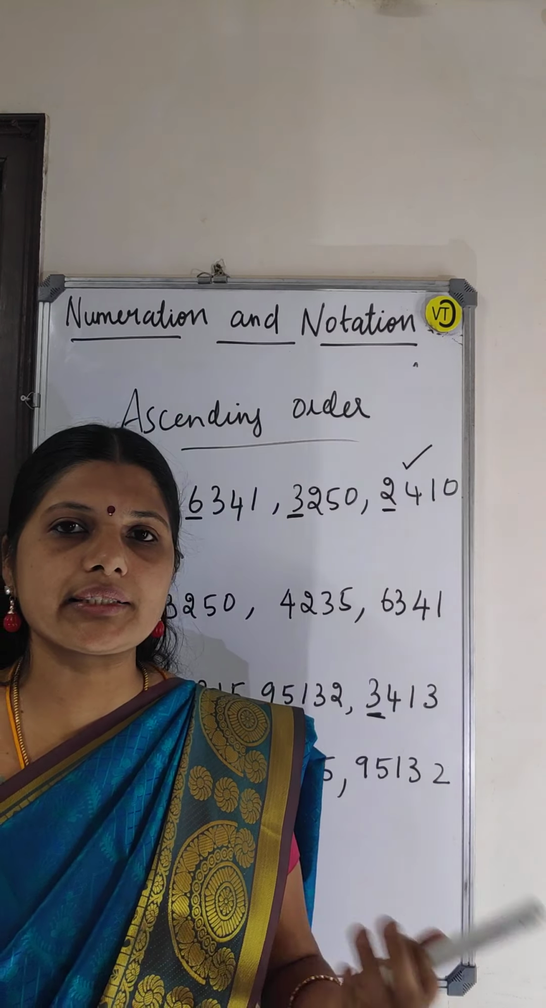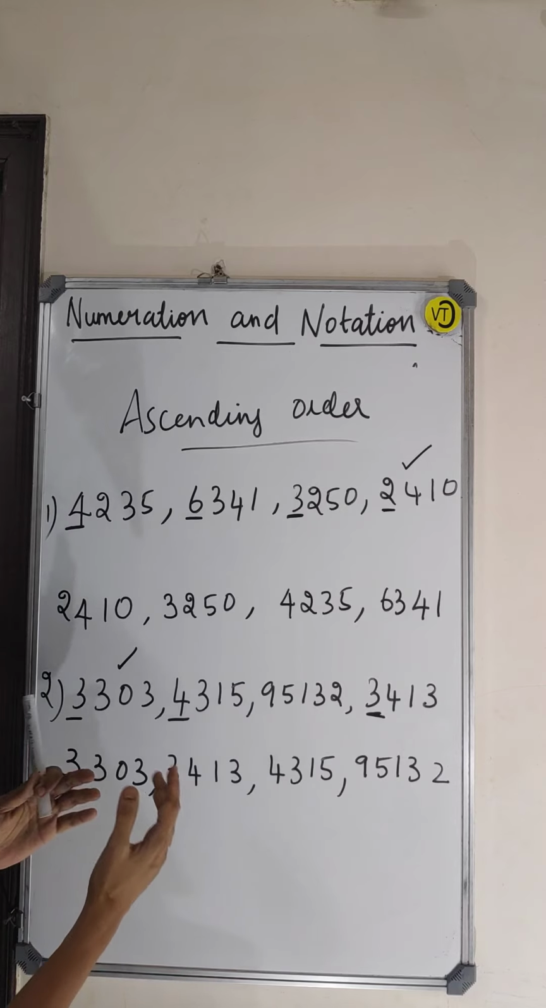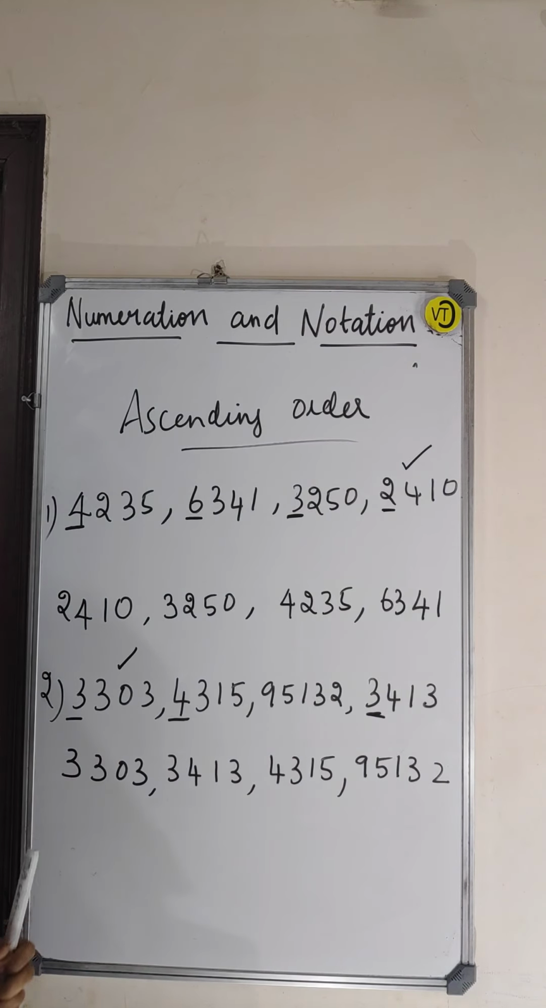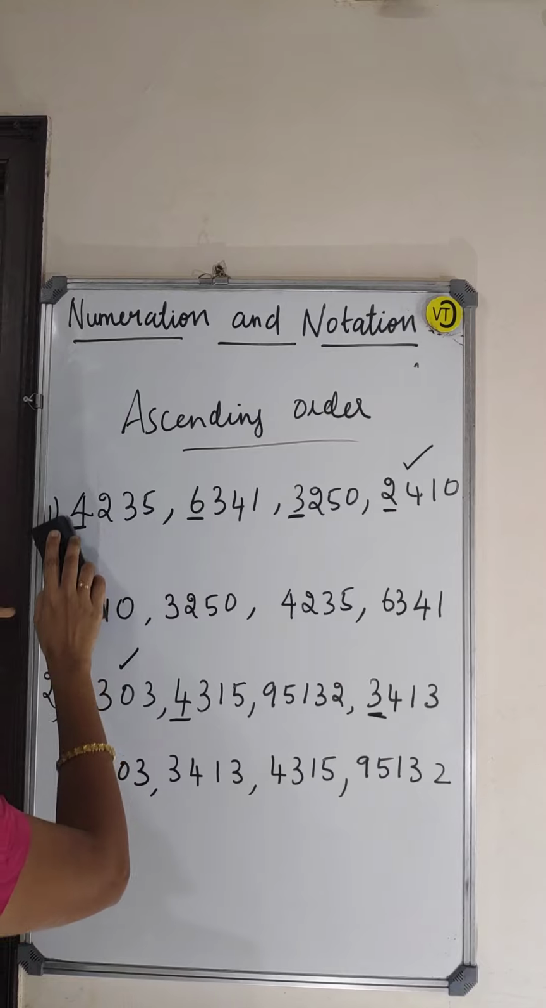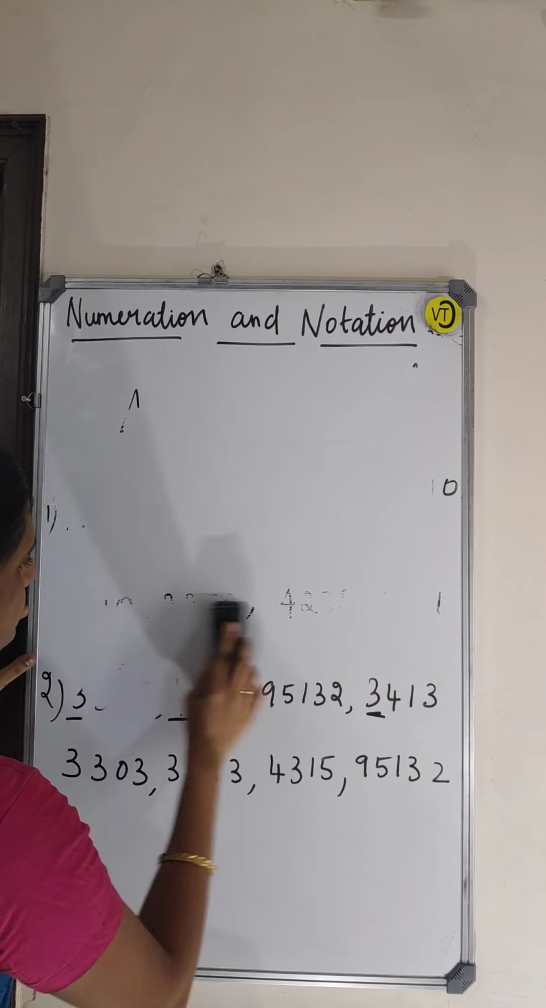Even you can do it in the descending order also, the very same way. It is what? Bigger number to smaller number. Okay, so one sum I will do from the descending order now.